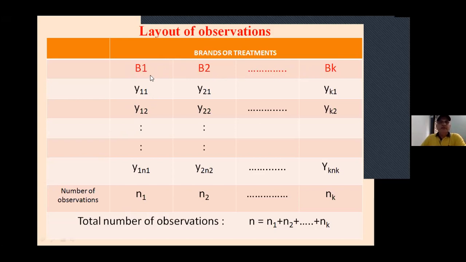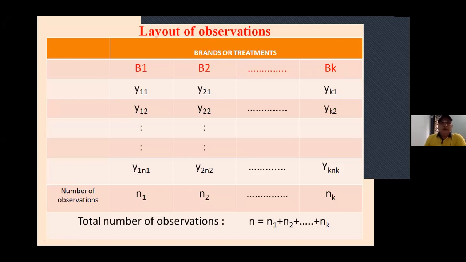Now suppose I frame the hypothesis that there is no difference between the life lengths. So your H0 will be that mu1 represents the mean life length of the first brand, mu2 represents the second brand, mu k represents the kth brand. So your H0 will be that mu1 is equal to mu2 is equal to mu3 is equal to mu k. This is your H0. Alternative will be that at least two of them may differ, right?